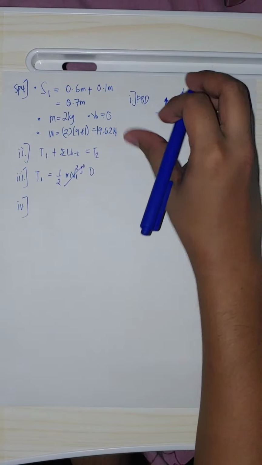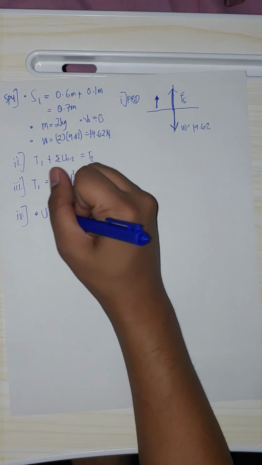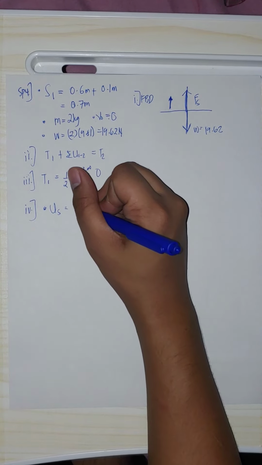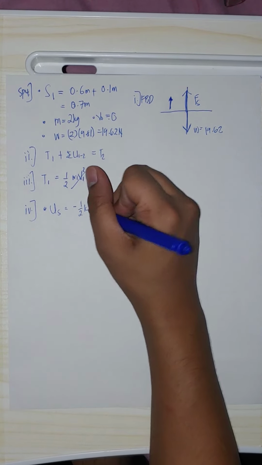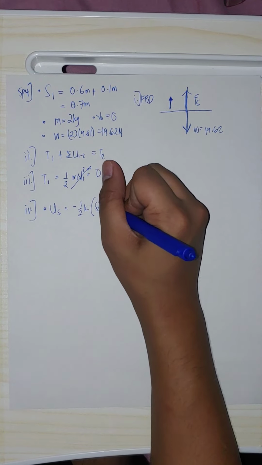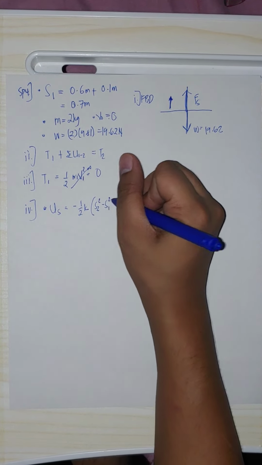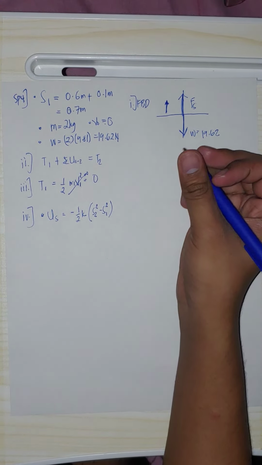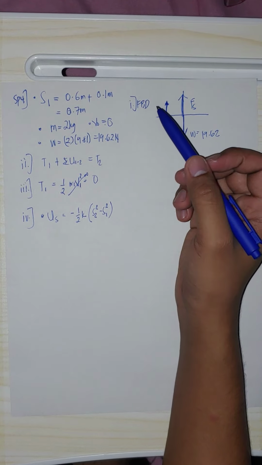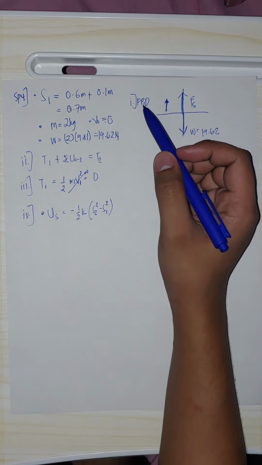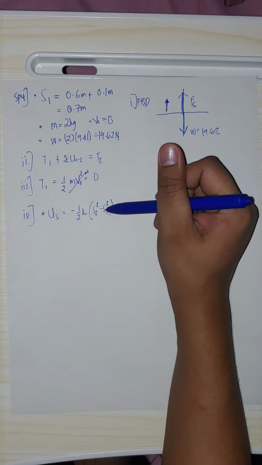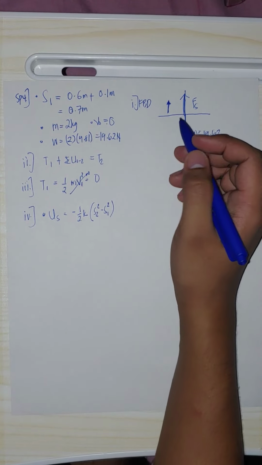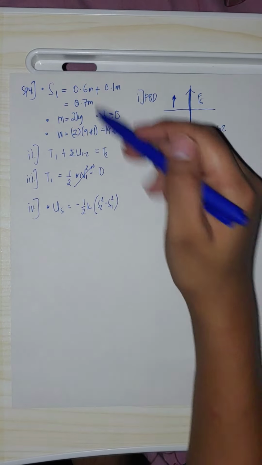So we have the work due to the spring, let's denote it as U sub S. The work due to the spring is negative 1/2 K times the square of the final position minus the square of the initial position. Actually, this is not the position, this is the displacement. Our initial displacement, since the spring is pushed down, is 0.7.